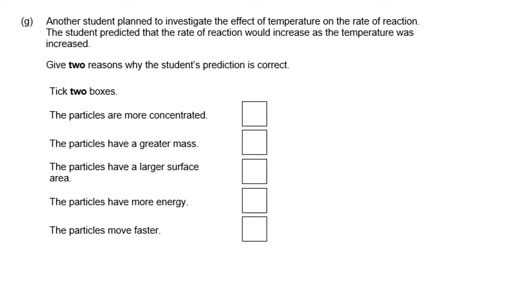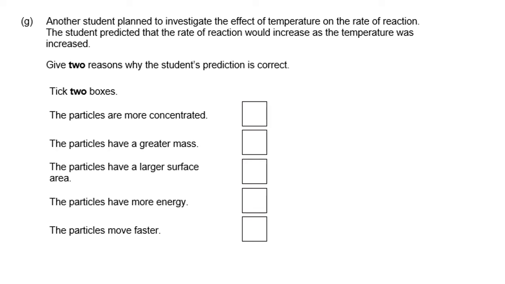Finally, for question 1, another student planned to investigate the effect of temperature on the rate of reaction. The student predicted that the rate of reaction would increase as temperature was increased. Give 2 reasons why the student's prediction was correct and tick 2 boxes. So we've got 5 options there and you're going to select 2 of them.